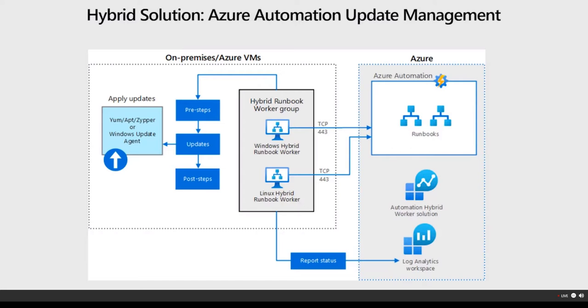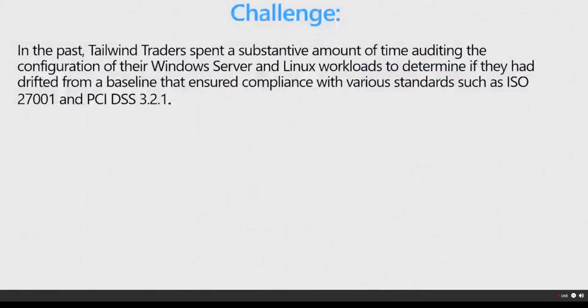So, looking at Tailwind Traders' next challenge. As with all of us, they've got to make sure that they're compliant with particular standards. And recently they took a long time and a lot of money auditing their configuration of their Windows Server and their Linux workloads to determine if they had drifted from a baseline security configuration that ensured that they were compliant with a bunch of standards such as ISO 27001 or PCI DSS 3.2.1.